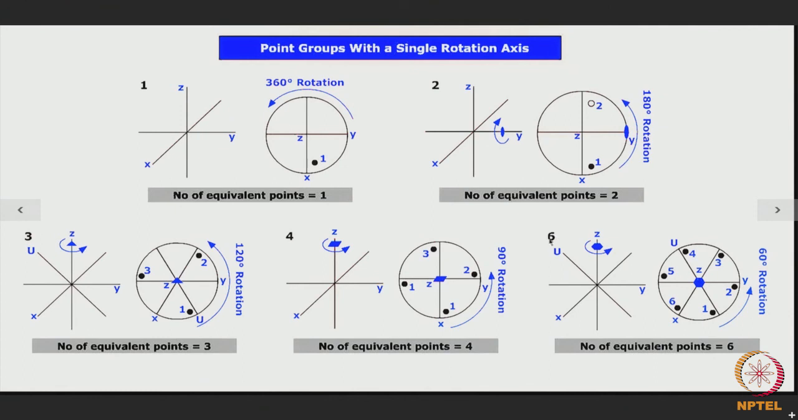And again, if you have a point group which consists only of a 6-fold rotor, such rotors are possible only in a hexagonal system. And if the rotor is along the z direction, then we find 1 will produce 2, 2 will produce 3, 3 will produce 4, 4 will produce 5, 5 will produce 6. So you see that from one point we get an extra 5 points. So, there are 6 equivalent points in the point group denoted by 6.